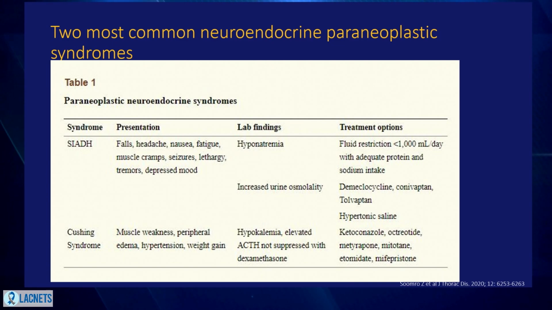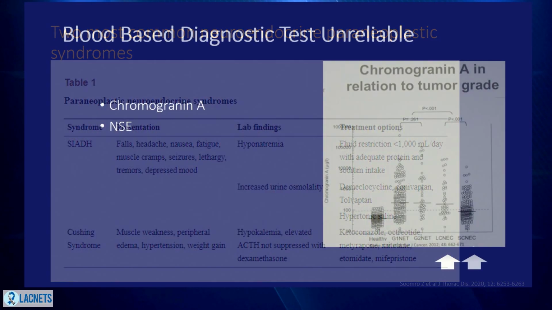Similarly, with Cushing syndrome, patients can present with muscle weakness, edema, swelling, weight gain, and there are a set of treatments that are targeted to block the hormone production while we are trying to treat the underlying cancer, because that's going to fix the root cause.